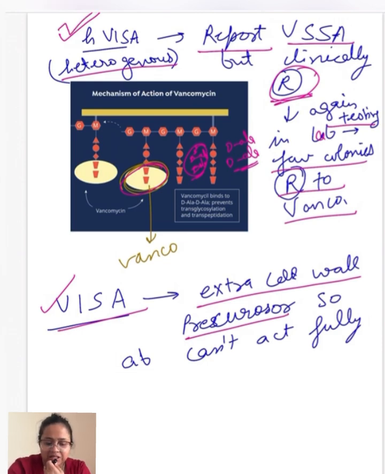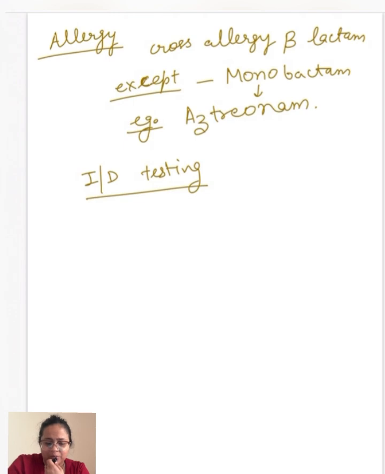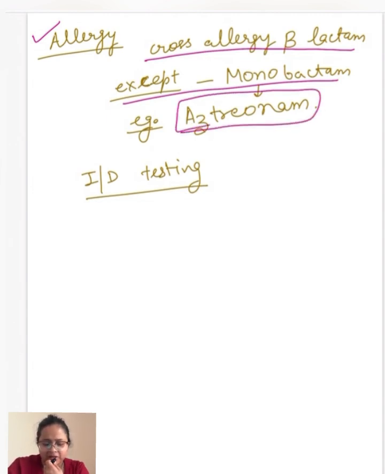Allergy: cross allergy is there except in monobactam. Monobactam has a drug called aztreonam. Intradermal testing we do, which is not 100% proof. So after intradermal allergy testing we give a slow IV infusion for 10-15 minutes and see if there is no allergy.